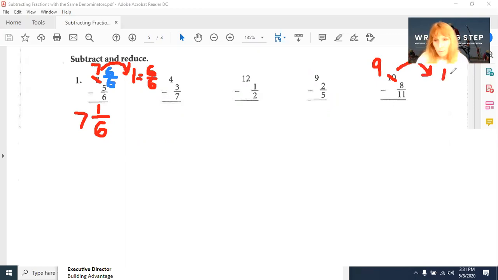But I'm not going to leave it a 1. I'm going to rewrite it, so to speak, rename it. What would I rename it? What would be a good choice? Well, what's my bottom number? My bottom number is an 11, so I'm going to rewrite my 1 as 11 over 11. So now I can rewrite that over here, 11 over 11. And now I subtract 11 elevenths minus 8 elevenths.